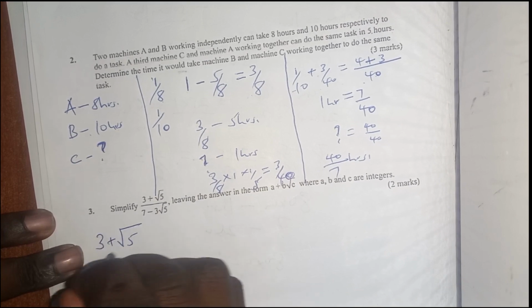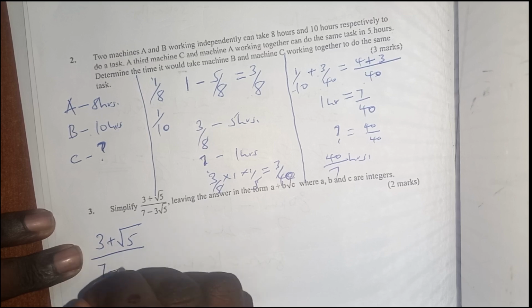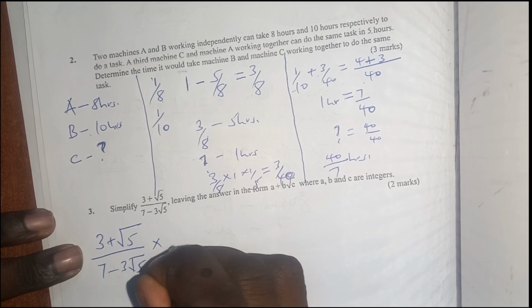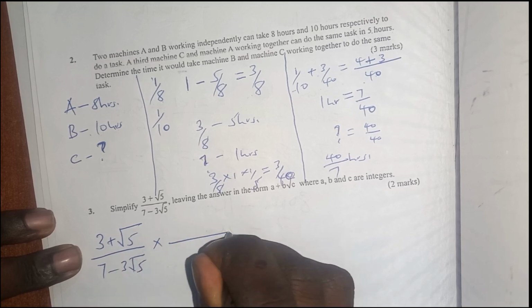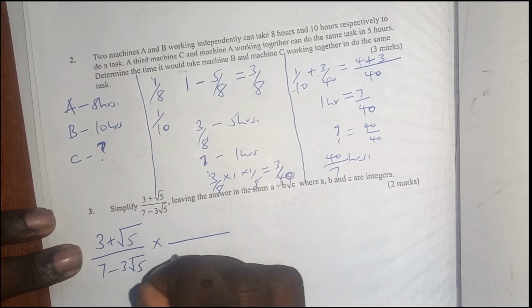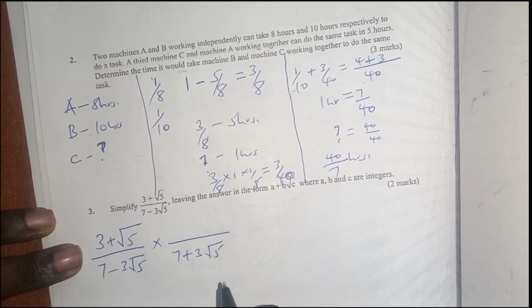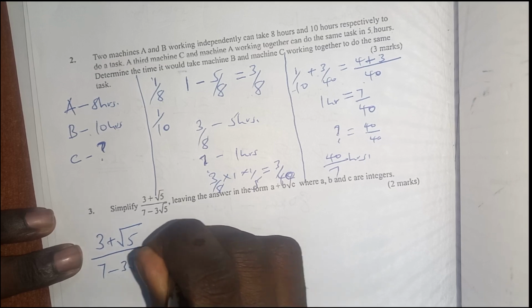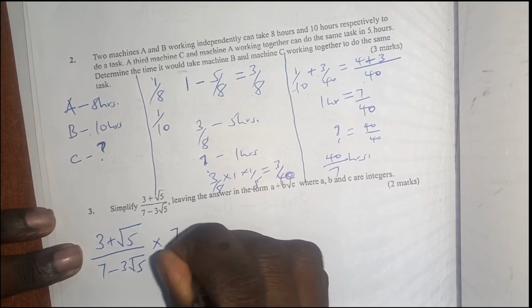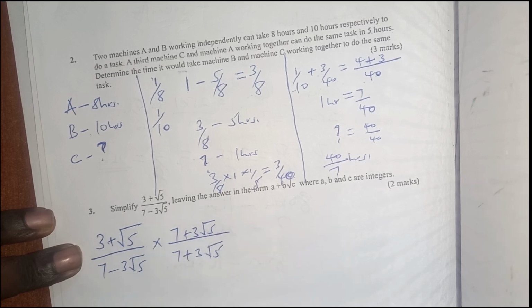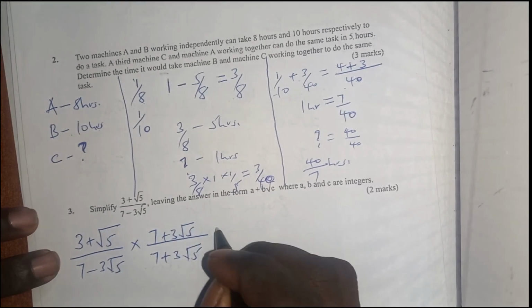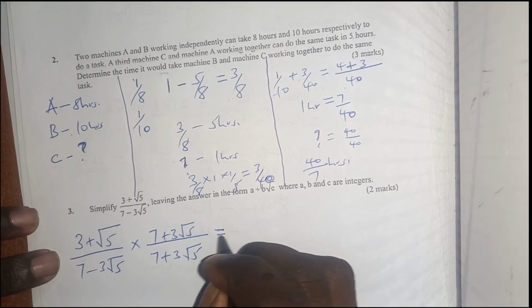3 plus root 5 all over 7 minus 3 root 5. We multiply with the conjugate. I believe it's called the conjugate. It's been long since I was in school. It's 7 plus 3 root 5, and then we multiply the numerator also by 7 plus 3 root 5. Okay, so we have this. So we simplify.